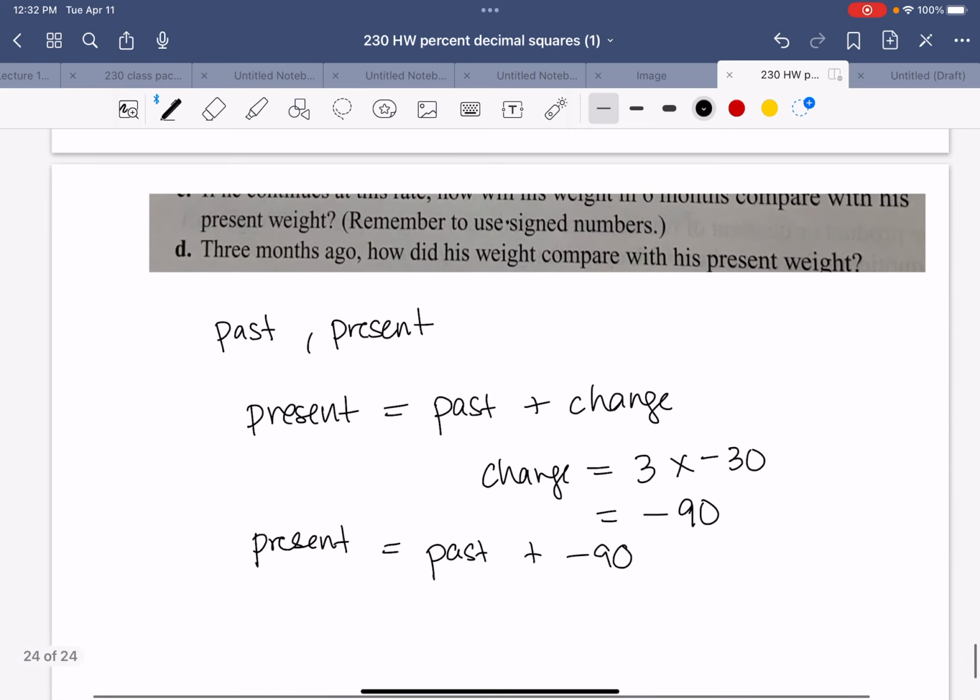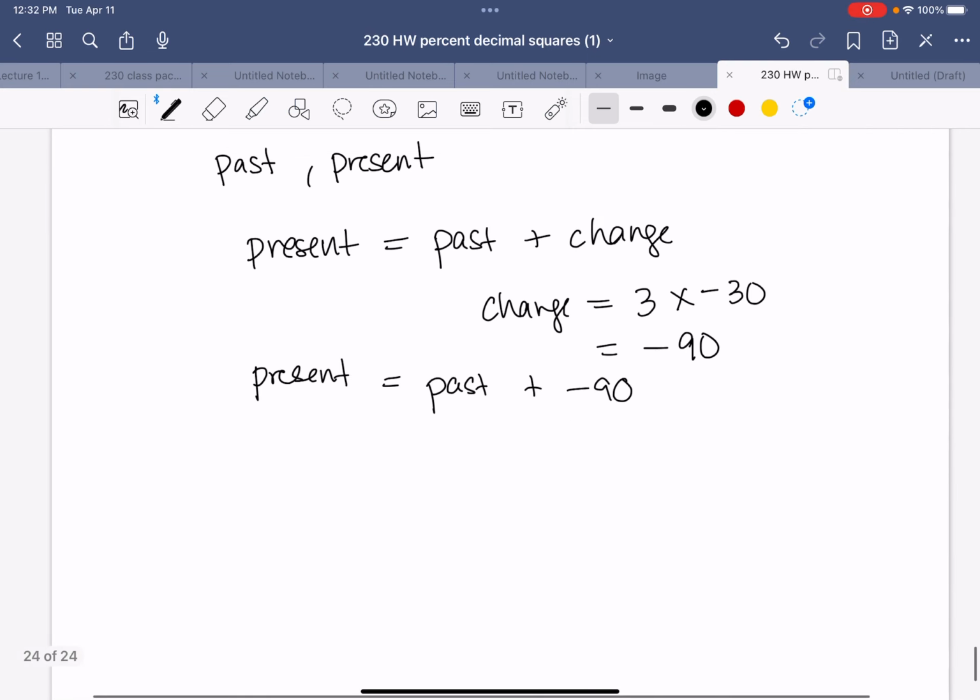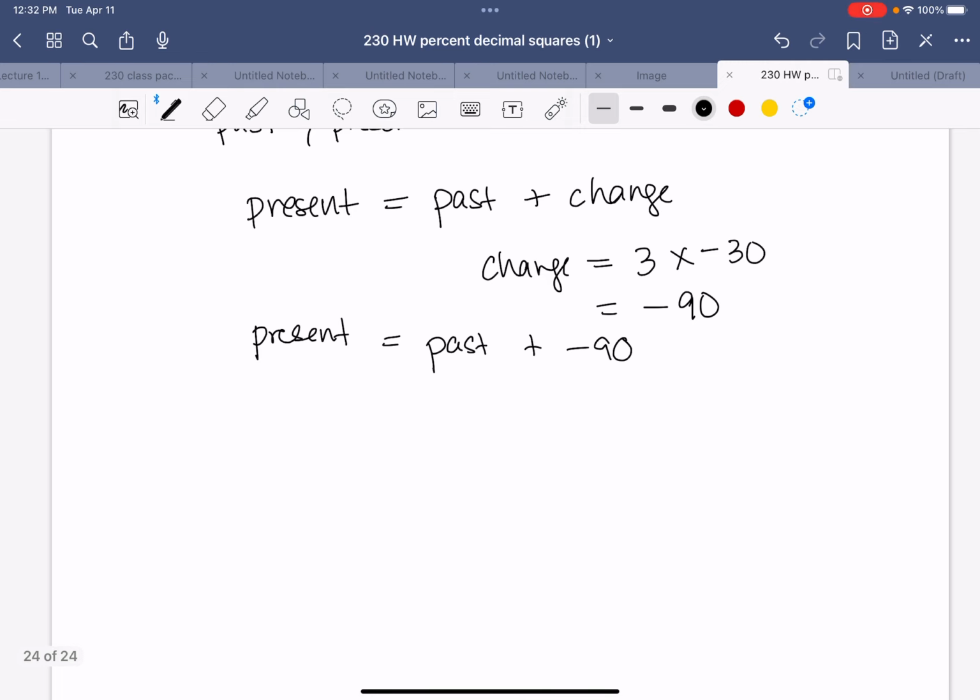And then it's asking how did his weight in the past compare? So we want past equals. So we're going to add 90 to both sides. So your past is equal to present plus 90.